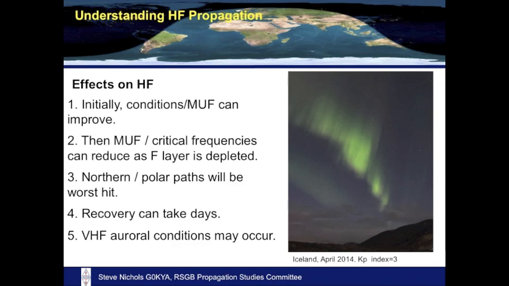But at the same time, conditions on VHF can improve. We get these auroral conditions, which sound quite strange actually. If you've ever heard a 6 meter or 2 meter auroral signal, it's quite fluttery, quite hissy, sounds like a kind of tea kettle boiling away, if you like. CW can work quite well on 2 meters and 6 meters under auroral conditions, but otherwise sideband can be virtually unintelligible. But also at the same time you get these visible aurora, such as the one in the photograph. This was taken in Iceland in April 2014 when we had a Kp index of 3, which is not that severe as a geomagnetic storm, but is enough to show you that it doesn't take much to generate aurora in those regions.